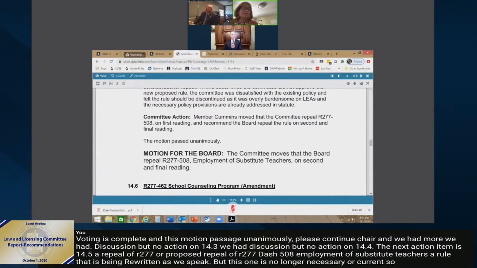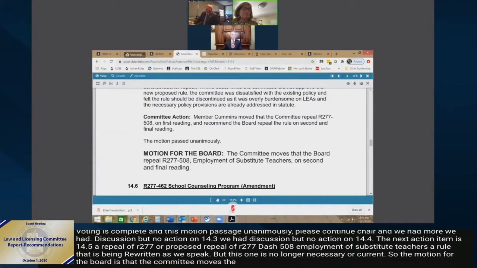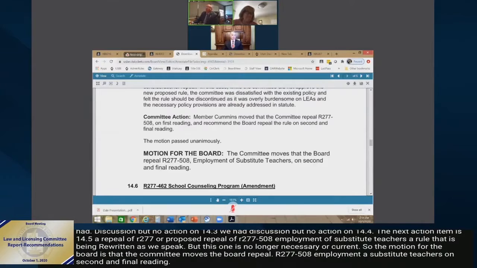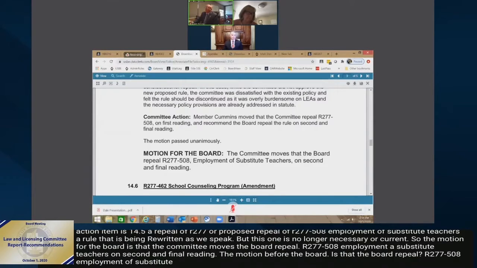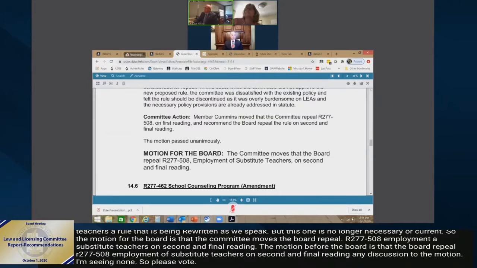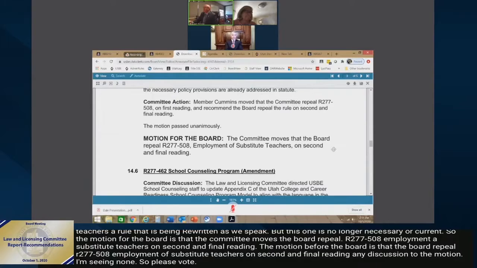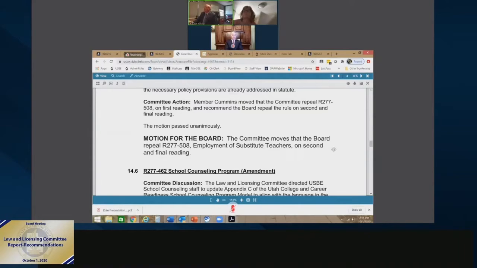So the motion for the board is that the committee moves that the board repeal R277-508, employment of substitute teachers, on second and final reading. Okay, the motion before the board is that the board repeal R277-508, employment of substitute teachers, on second and final reading. Any discussion to the motion? I'm seeing none, so please vote. The voting is complete and the motion passes unanimously. Please continue, Chair.